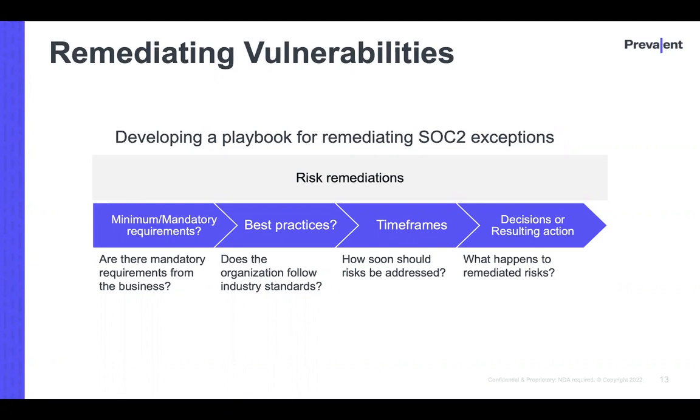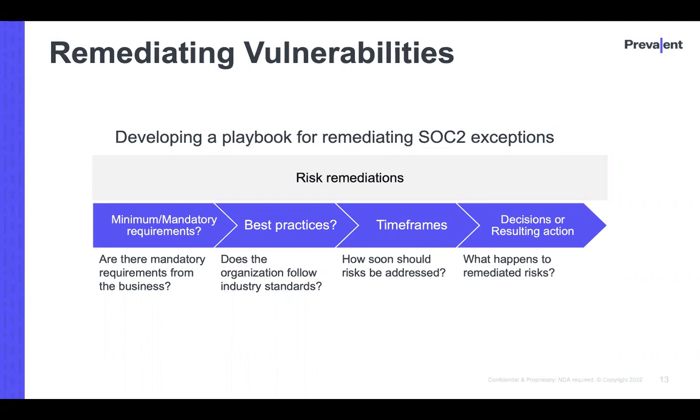So firstly, minimum or mandatory requirements. So are there any mandatory requirements from the business? So what do we mean by this? So I mentioned that from the outset, there may be some security assessments that you've already launched or that you're considering launching to the vendor. You already have a feel for what the vendor does, what it supplies to yourself. And through that process, have you identified any mandatory controls that you would expect an organization to have in place by default?